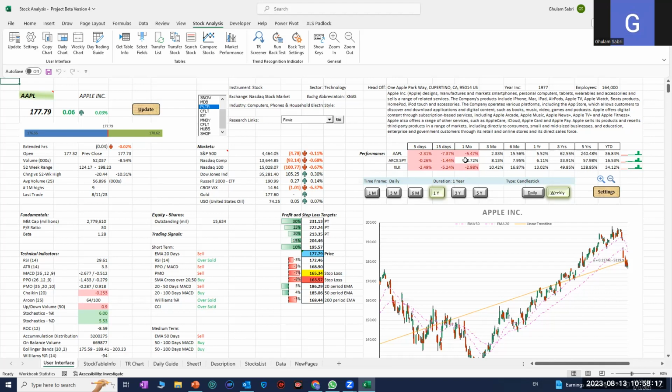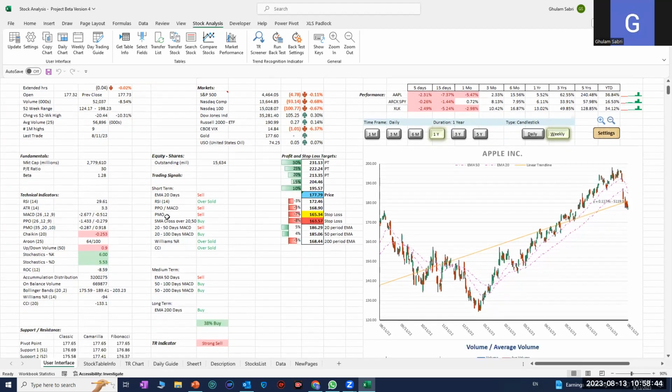Compared to the broader market, compared to the broader tech sector. It gives all the necessary information about what Apple is, when its IPO started, how many employees, what industries it is active in, and what the products are. It has a menu here so that we can choose the number of stocks, and it will take a few seconds to update the sheet.